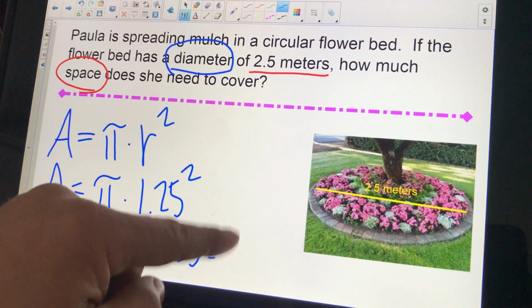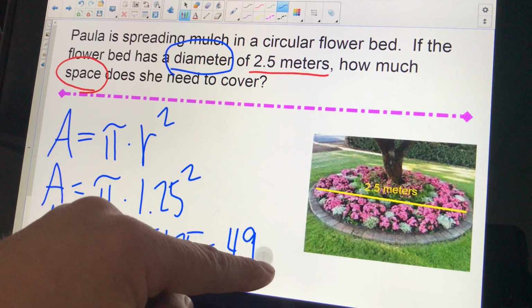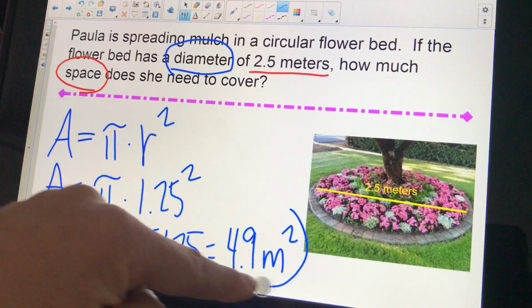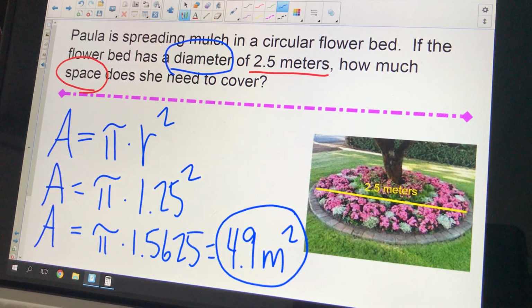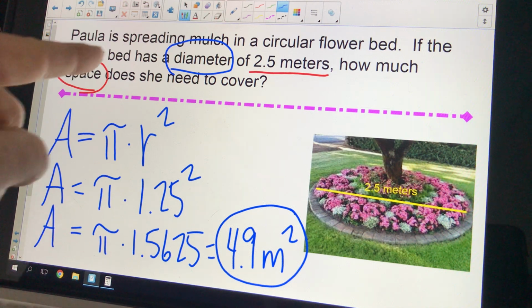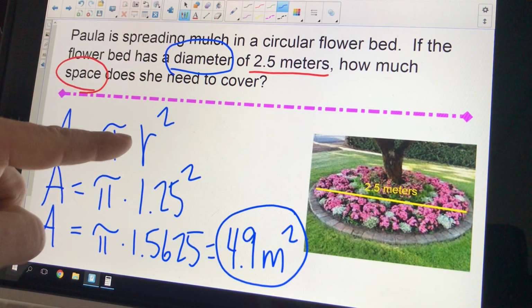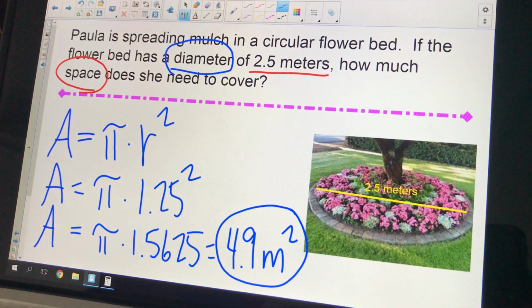4.9. Okay, 4.9 meters squared. Okay, remember, because it's area, I'm doing meters squared. Okay, all right. Another great area question because we're filling up space, right? They give us the diameter. We found the radius by cutting that in half. All right, all this multiplying I'm doing on the calculator. Just take your time. Okay, one last one.